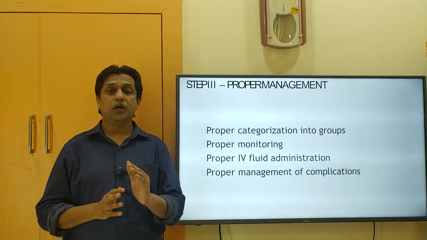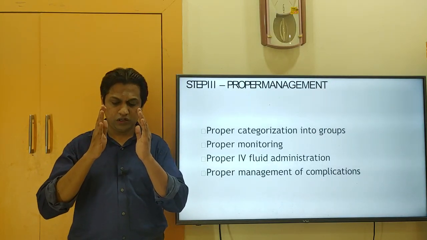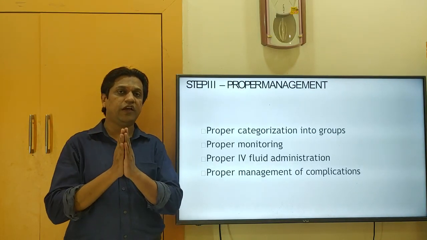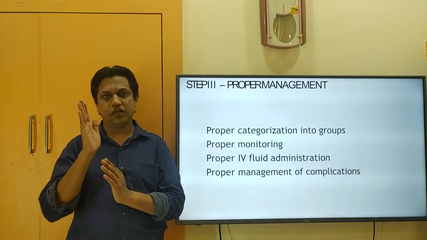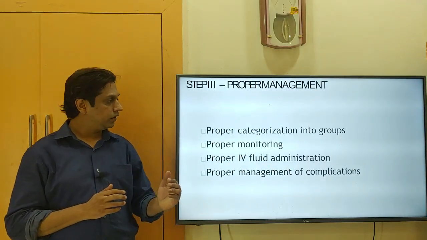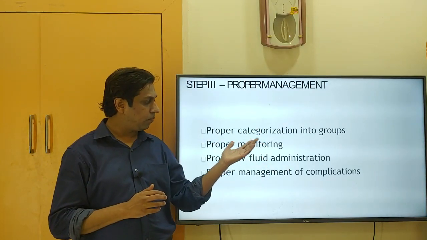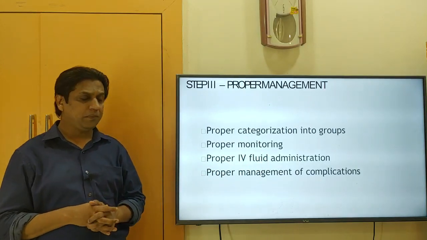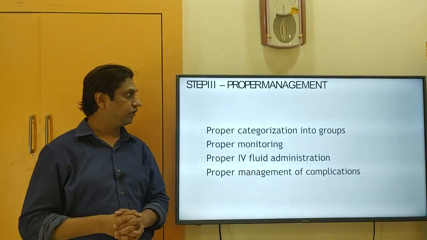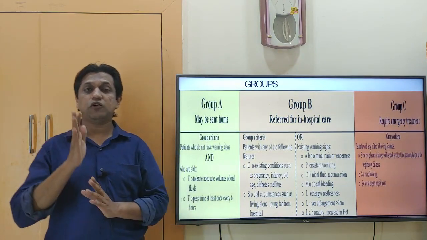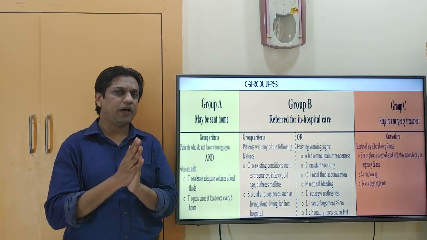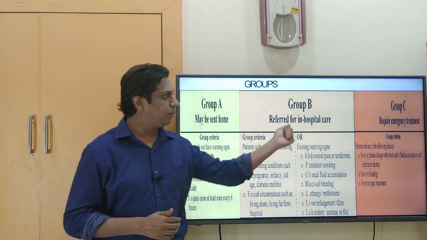So come to the third step. After confirming that this is a patient with dengue fever, and after knowing which phase the patient is in, whether classical dengue fever stage, or dengue hemorrhagic fever or dengue shock syndrome, we have to go for, after categorization, proper monitoring and proper treatment. Treatment is mainly IV fluid administration in the hospitals and proper management of the complications. For proper management, there should be proper categorization of the patients. So we categorize the patients for the sake of management into 3 groups: Group A, Group B and Group C.